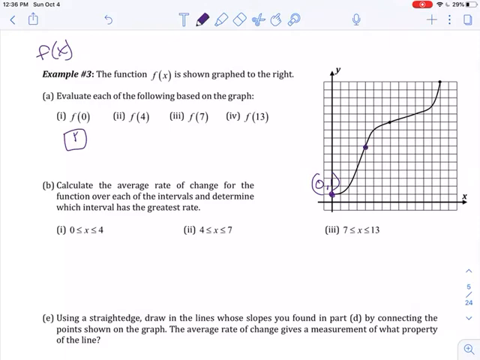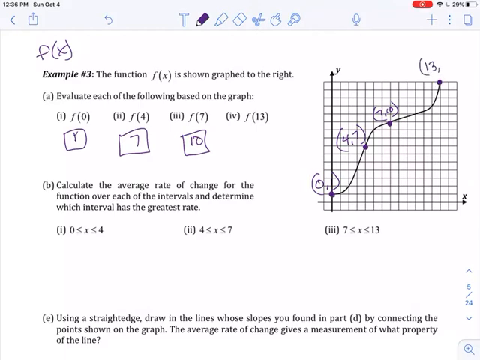F of 4, 1, 2, 3, 4, is this point right here, which is 1, 2, 3, 4, 5, 6, 7. So this is the point 4, 7. So f of 4 equals 7. See how I'm reading the graph? F of 7 is going to be this next one right here, and that is 1, 2, 3, 4, 5, 6, 7, 8, 9, 10. So this is the point 7, 10. So f of 7 is 10. My input is 7, my output is 10.